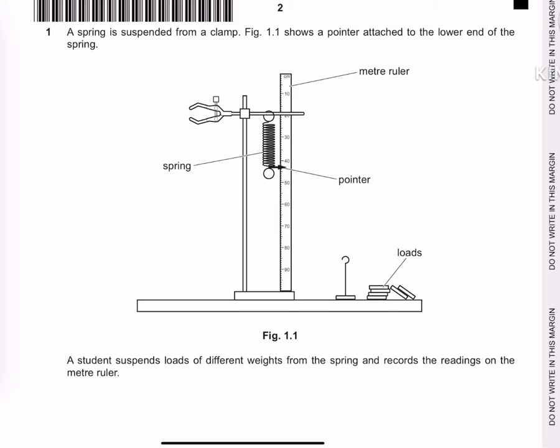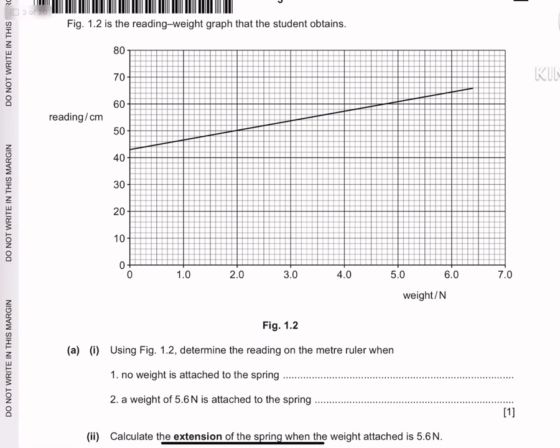Figure 1.1 shows a pointer attached to the lower end of the spring. A student suspends loads of different weights from the spring and records the reading on the meter ruler. Figure 1.2 is the reading-weight graph that the student obtained. So we can see the reading, which is in centimeter, versus the weight.